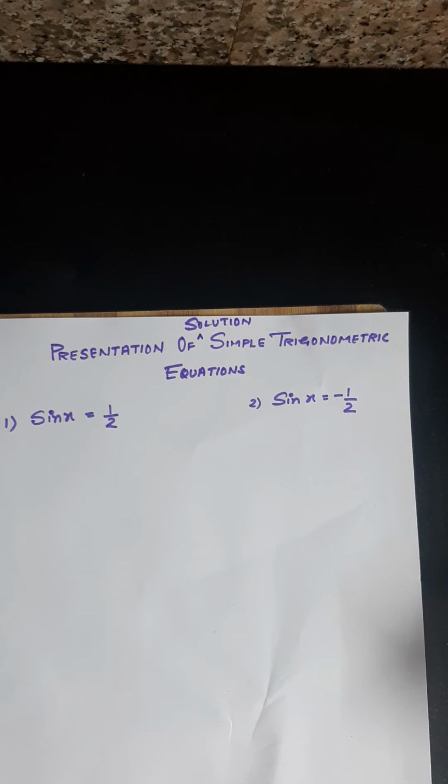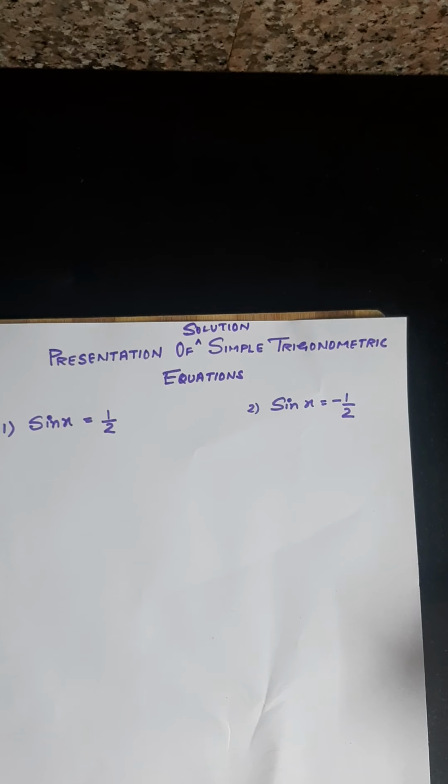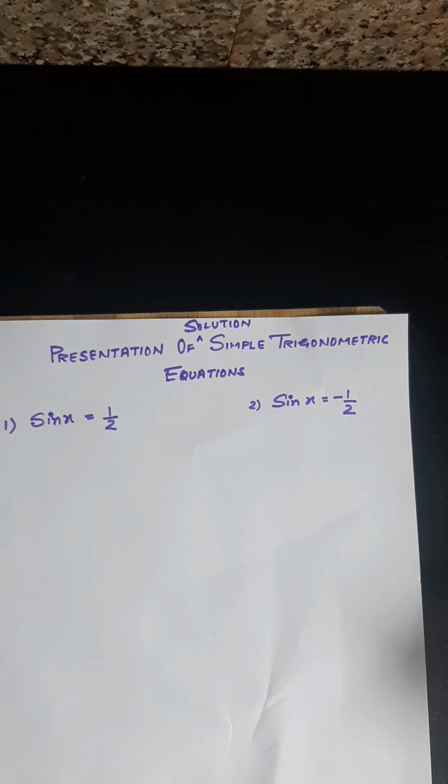If I focus on this, as it is positive, that means the solution of this equation lies in the first and second quadrant because it is sin x. And if I focus on the value half, that means the angle involved is pi by 6. So one solution is pi by 6 in the first quadrant, and in the second quadrant it is pi minus pi by 6. We cannot call it pi by 6, it's a different position. It's pi minus pi by 6.